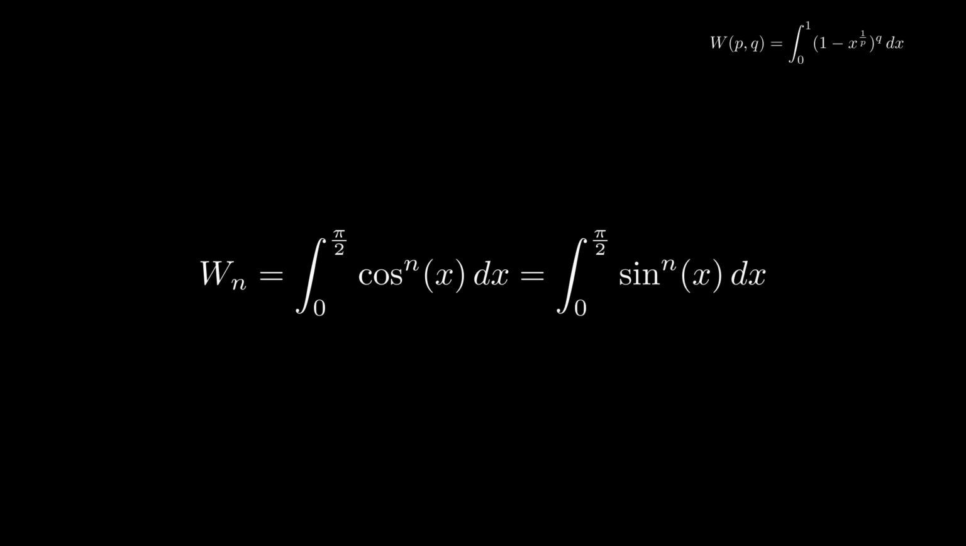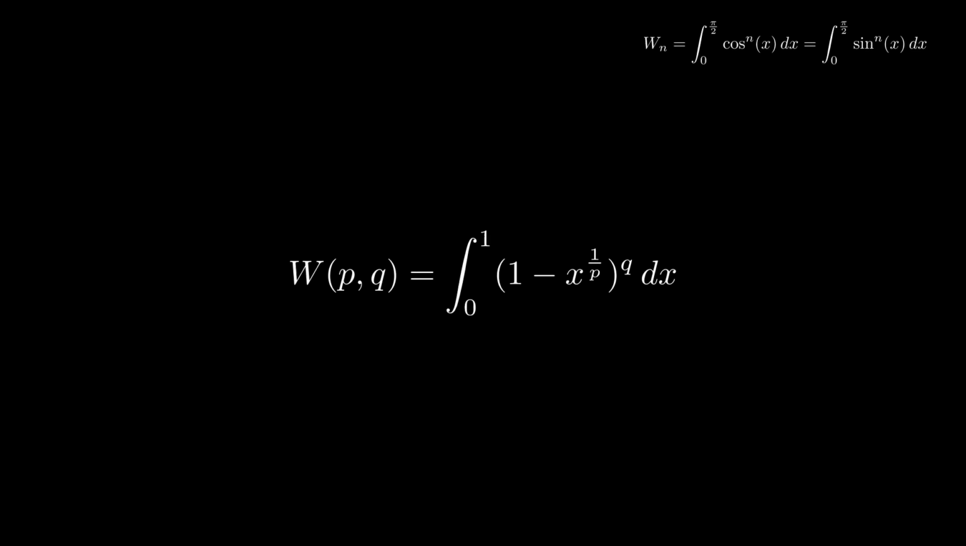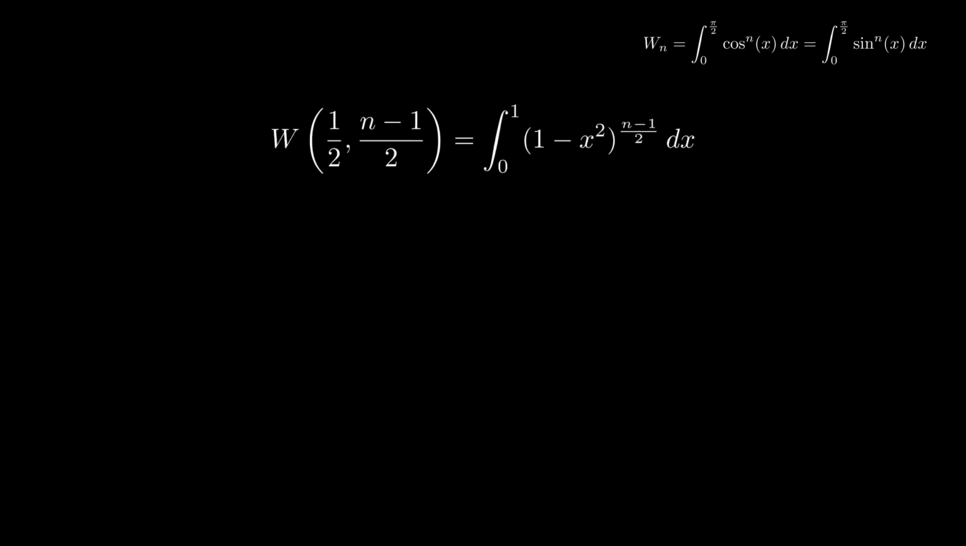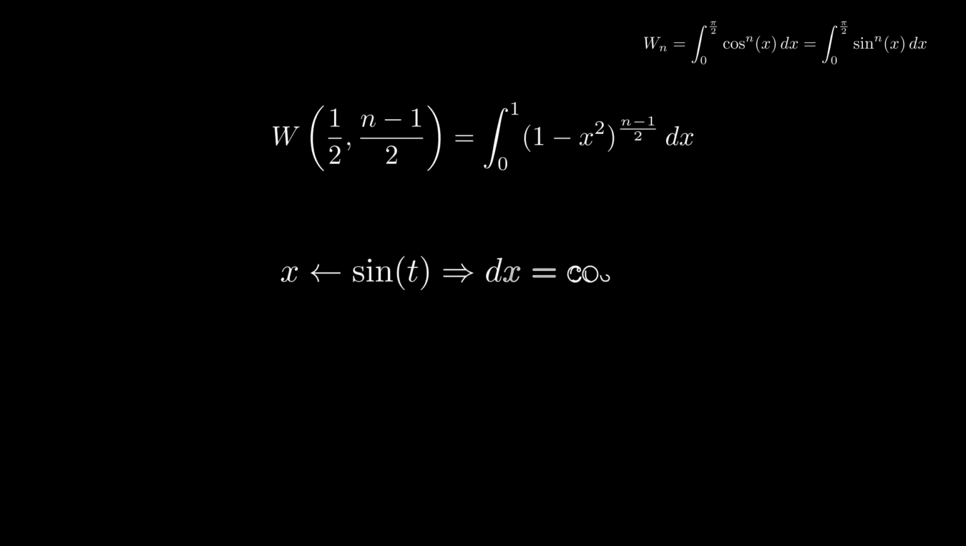Now you might be wondering, how on earth is this connected to the integral we had before? Well, say we plugged in p equals 1/2 and q equals n minus 1/2 in this integral. Now let us carry out a u substitution by setting x equal to sine of t, which thus implies dx equals cosine of t dt.